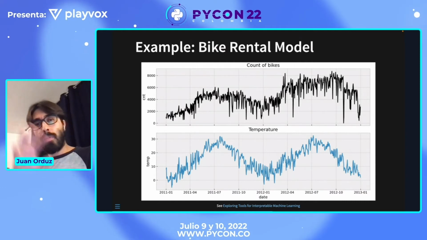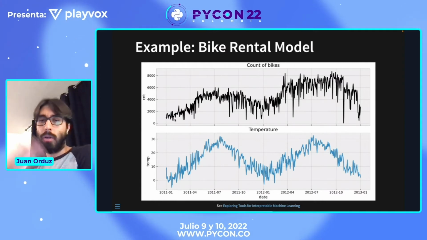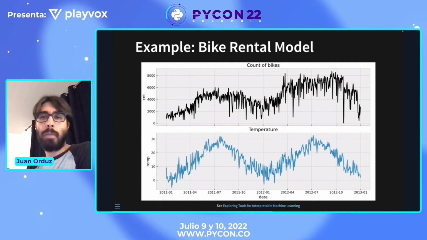So let us go to the problem and into the data. The problem is relatively simple. You have a time series, and this represents the count of bikes rented in a specific city. So these are numbers which are always positive. And then you see a clear positive trend, and you have a yearly seasonality. People usually bike less in winter, so we probably have strong seasonality. And if you look at temperature, it actually seems to correlate quite well.